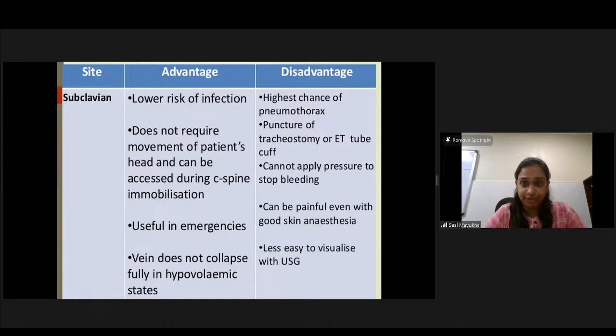But the other disadvantage is that it has the highest chance of pneumothorax, puncture of the tracheostomy or ET tube cuff, and you cannot apply pressure to stop bleeding. So when a patient comes in an emergency, when the patient's PT INR is elevated, or the patient is in sepsis, septic shock, or bleeding, we usually prefer the internal jugular or the femoral vein, because if it bleeds, we will have access to stop it by applying pressure.